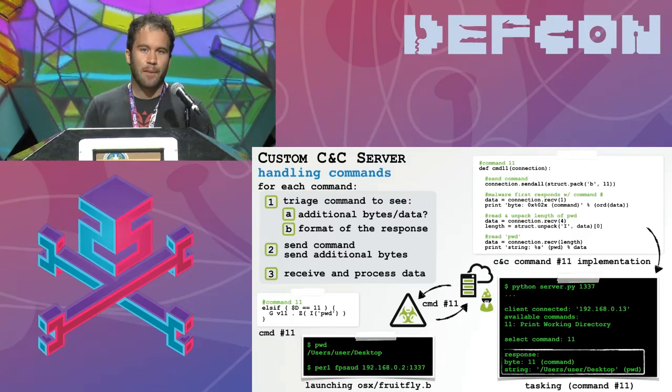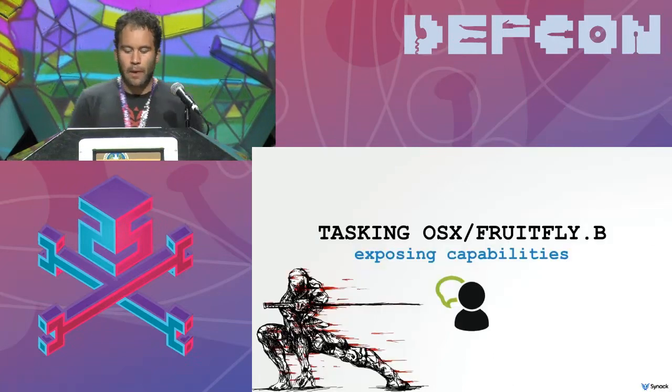So here's a simple example, command number 11. We can see it expects no additional address or bytes from the command and control server, but then responds with a byte and a variable length string. So we can extend our custom command and control server to parse this response, and then we can see this is the malware sending back its current working directory. All right, now we task.